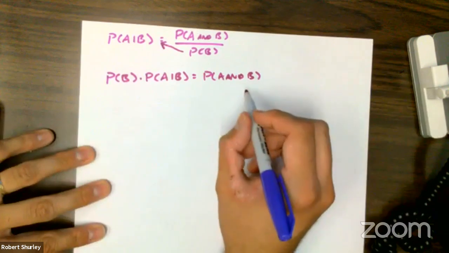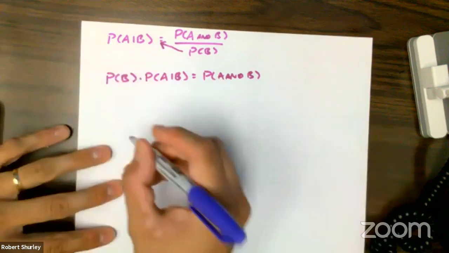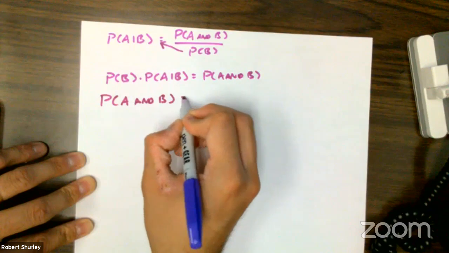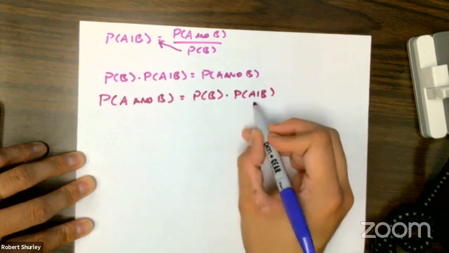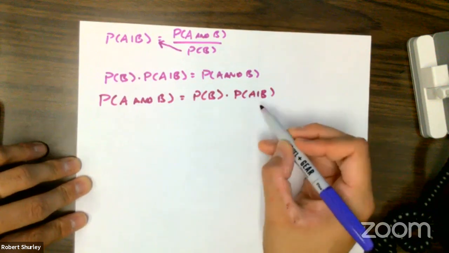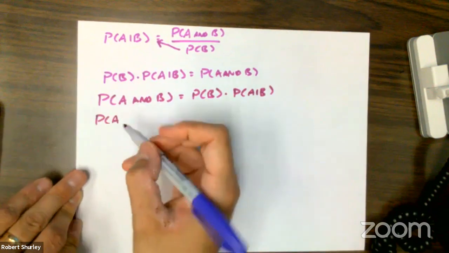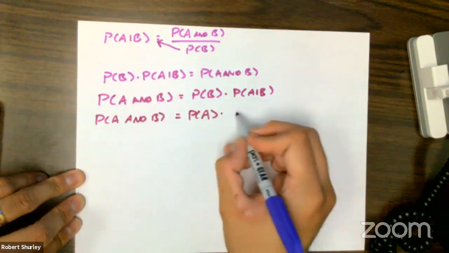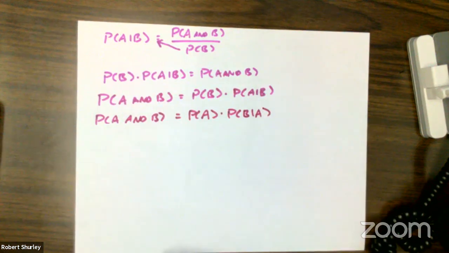Now, that's the first example. And if you flip these, you can say the same thing. I'm going to write this kind of how the book has it. The probability of A and B equals the probability of B times the probability of A given B. Now, if you do the inverse, where it's not A given B, but B given A, you would change that to A. So you can also say that the probability of A and B is equal to the probability of A times the probability of B given A. And they call that the general multiplication rule.